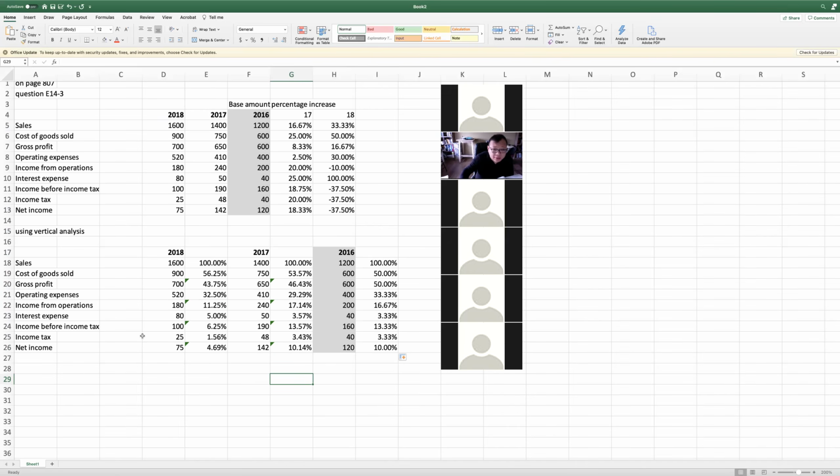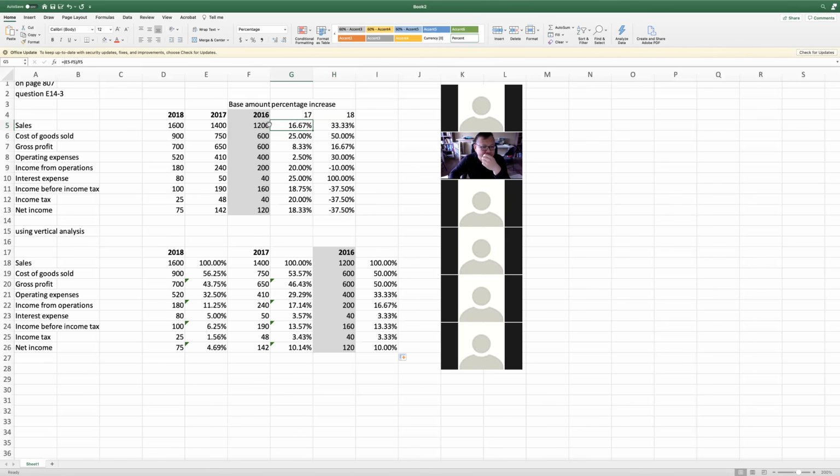And the last one is identify any significant change from 2016 to 2018. Explain the trends in your analysis that the management should be concerned about and the trends the management would be pleased to see. Okay, so let's take a look at it here. So when you use this horizontal analysis, what can you learn?